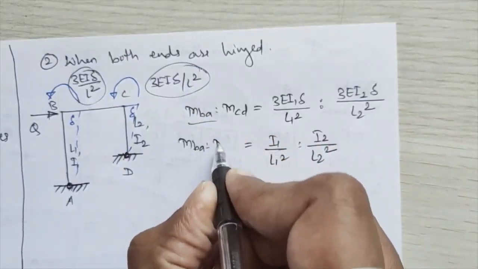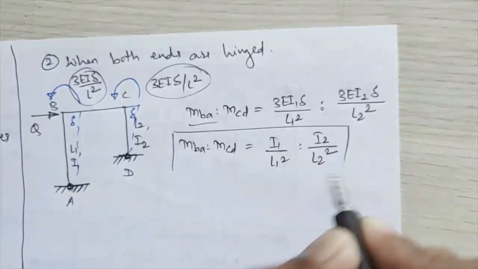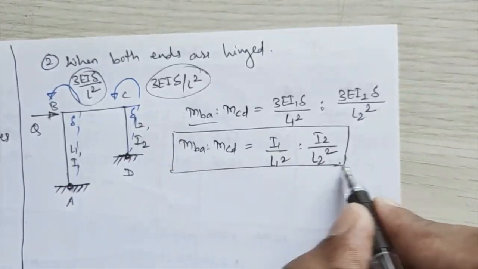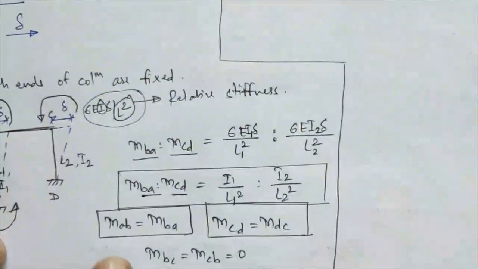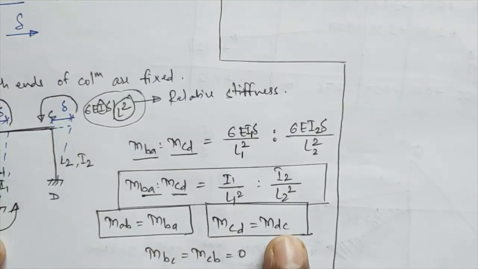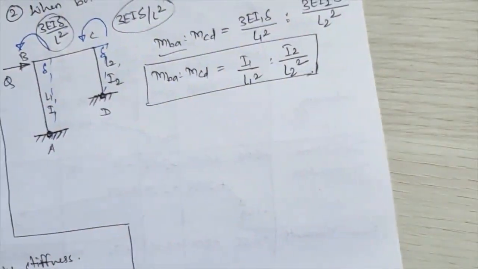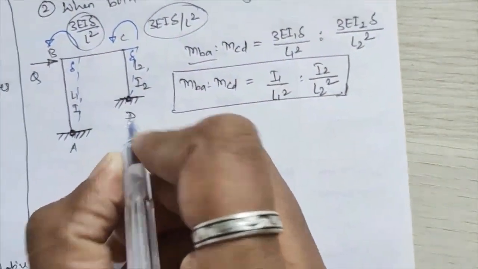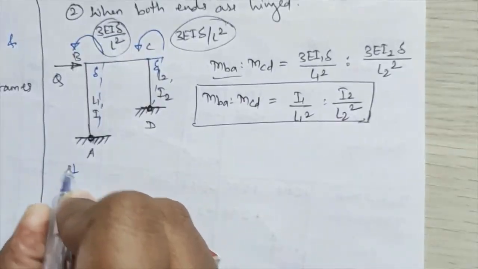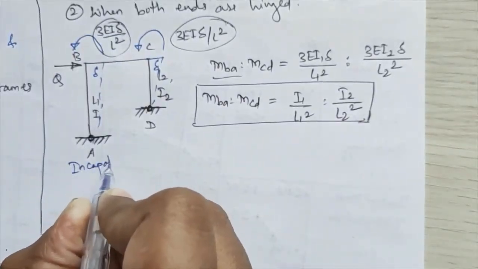MBA is to MCD. But here one change is happening: in the first case your AB and BA values, as well as CD and DC values, were coming the same. But here what will happen? The far end supports, that is the A and D supports, will be hinge supports, that is, incapable supports of carrying moment.